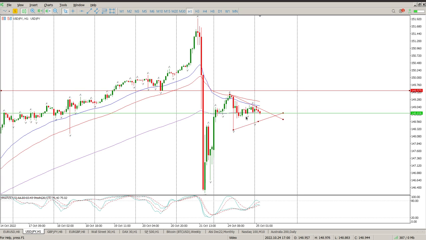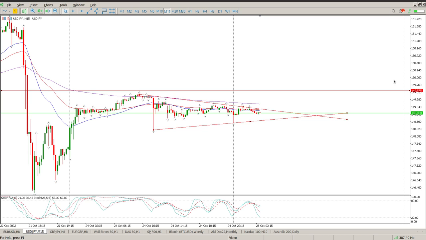Problem is we're between the 155 and the faster moving averages. So this 155 is trying to hold price up right now. And just switching to the 15 minutes, it just gives you a better view of what's actually happening. So you can see how we're just hovering in amongst the moving averages here as well.